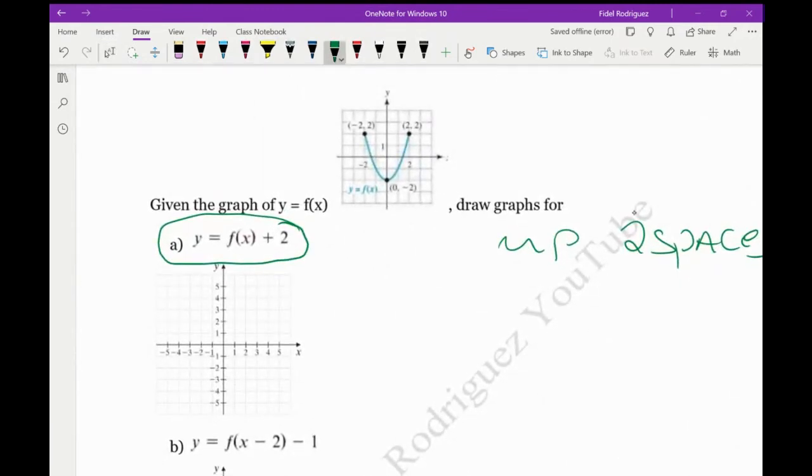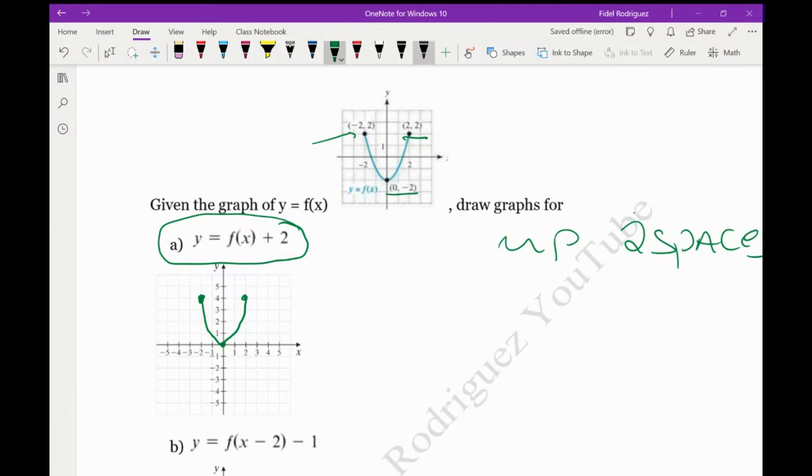So since I know I'm going up 2 spaces, I want you to think about what's going to happen. If the graph is going to move up 2 spaces, that means that this point here, instead of at -2 and 2, should be at -2 and 4. This point here, instead of being at 0 and -2, should be at 0 and 0. And this point here, instead of being at 2 and 2, should be at 2 and 4. And there's my graph. All I did is go up 2 spaces, right?